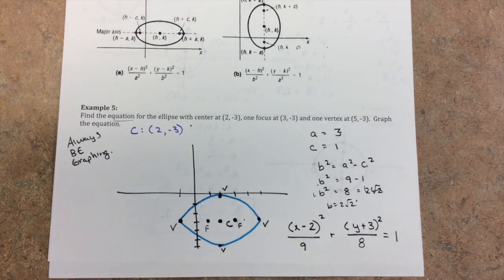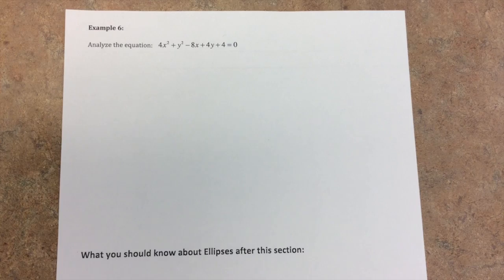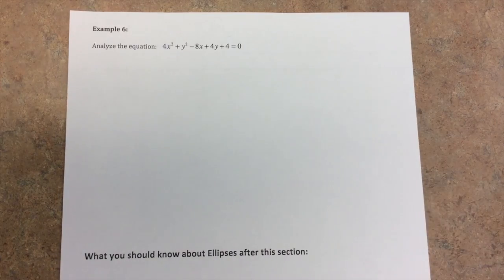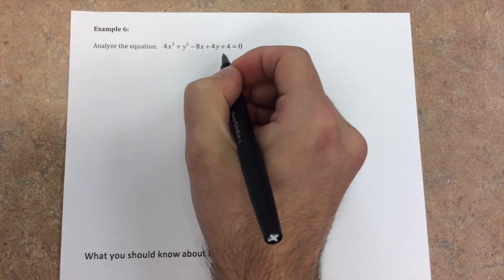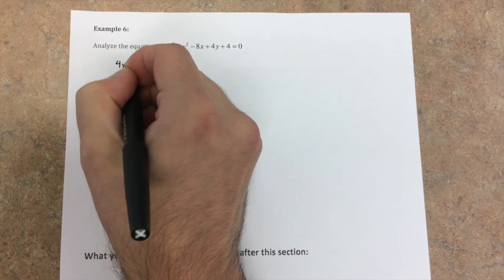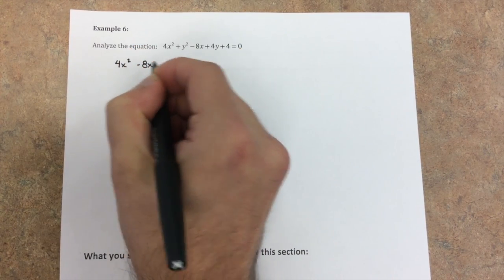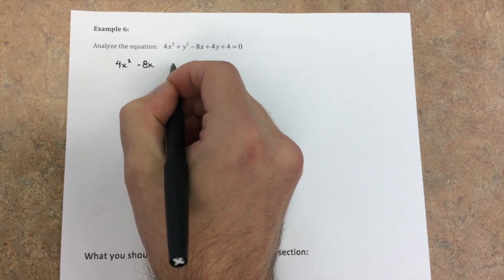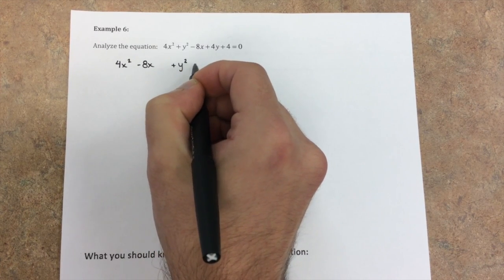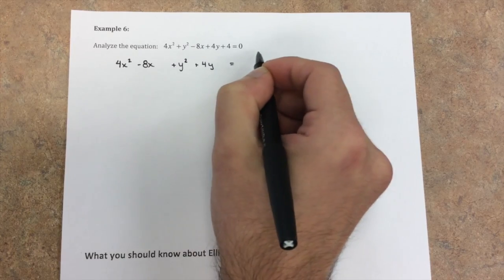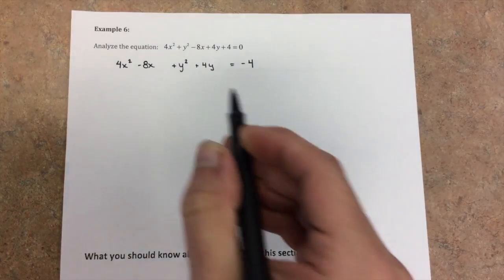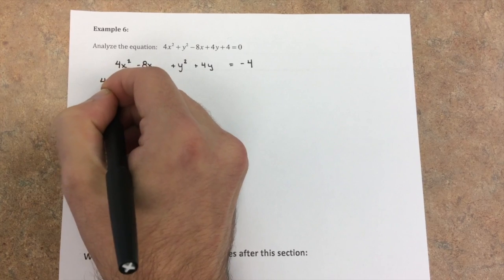Few more, and then we are all done with ellipses. Sorry, I misspoke. We have one more, and then we're done with ellipses. So again, analyze the graph, only this time it's a little more messy because we have to do completing the square twice. So it's nothing more that we can't do, we just got to get to it. So first off, we're going to group the x's together. 4x squared minus 8x, and then we're going to leave a little space. Then we're going to group the y squareds together, so y squared plus 4y, and then we're going to move the number over to the other side. So that's negative 4.